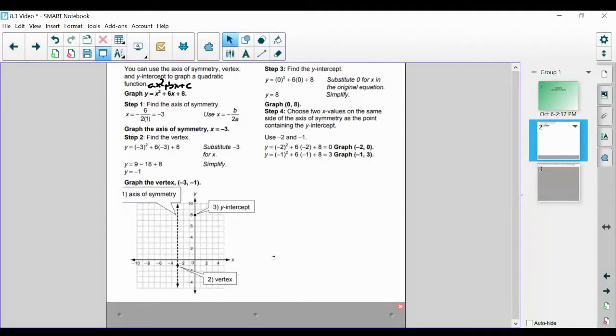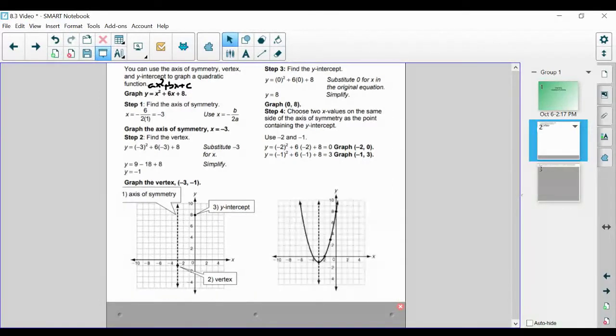That's why we use negative 2 and negative 1, because negative 2 is 1 unit away from our axis of symmetry. Negative 1 is 2 units away from our axis of symmetry. So if we're able to stay with that pattern, it's going to take less time for us to graph, and it's going to be a lot easier for us to visualize what is occurring.